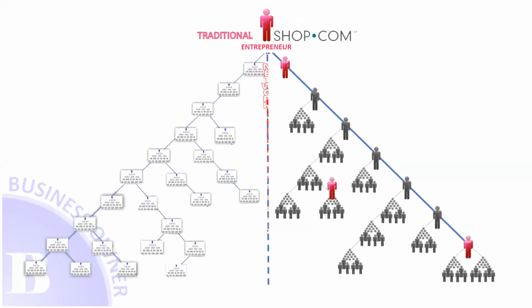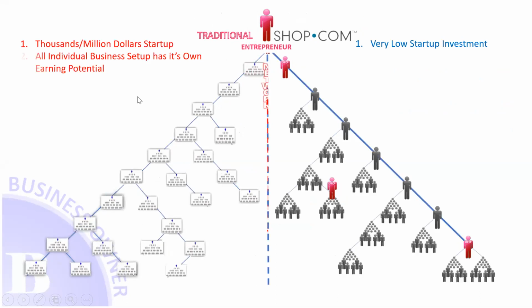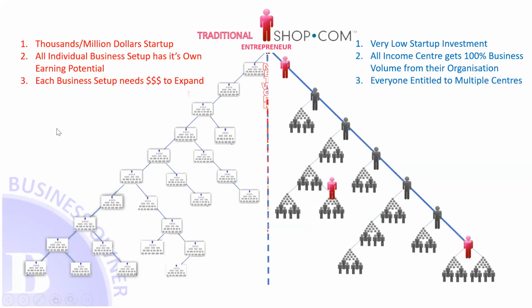Okay, so basically, let's have a look at the differences again between the traditional businesses as opposed to shop.com as a business when you are an entrepreneur. As a traditional business owner, you need to invest thousands up to $1 million in startup, and each individual business setup has its own earning potential. Whereas with shop.com, it's a very low startup investment, and all income centers get 100% business volume from their organization.